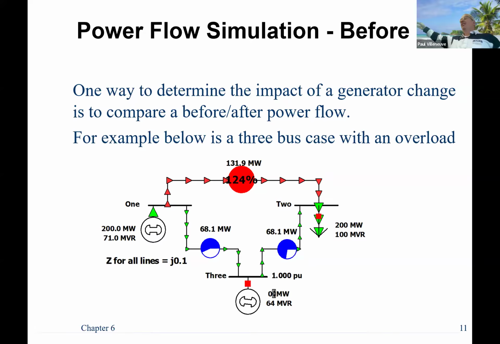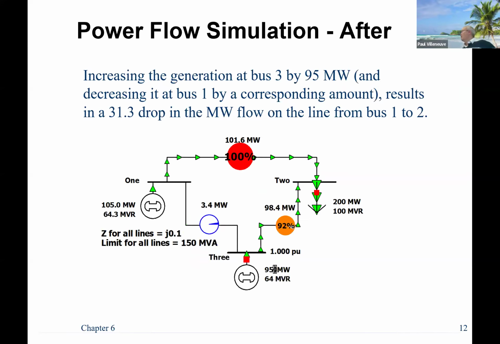Electricity doesn't care. It'll go in whatever direction it can, and it balances it out based on the amount of impedance. So you can see clearly here, this line is overloaded. So let's make a change. Now, let's crank it up to 95 megawatts. Now I got this to 100% power, but this one is getting 92%. So both of these are not good conditions. One line is at capacity and one's getting darn close to capacity.